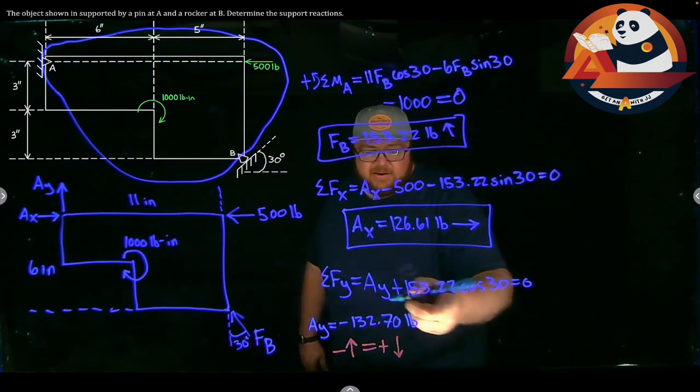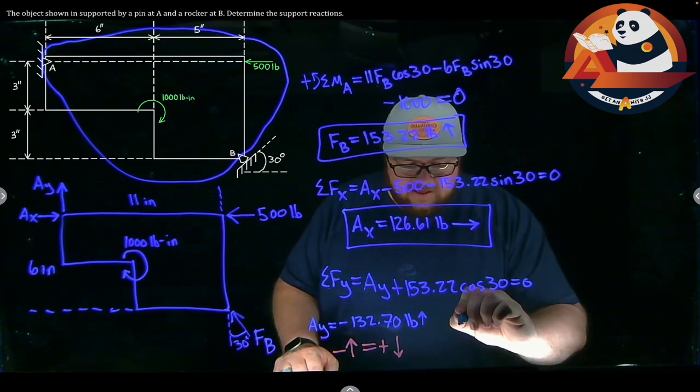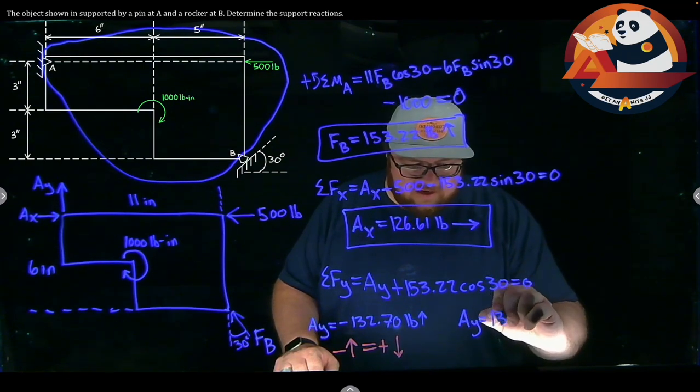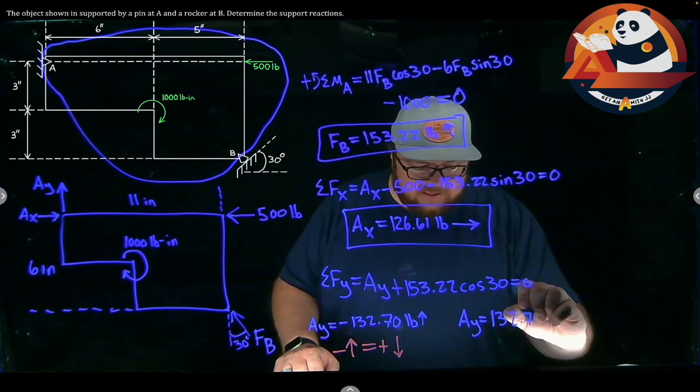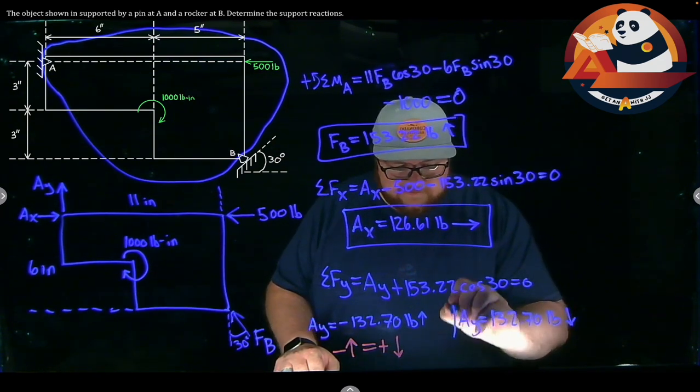So let's drop the negative and get the correct direction in here. That was negative going up. That'd be the same thing though as saying AY is a positive 132.7 pounds going straight down.